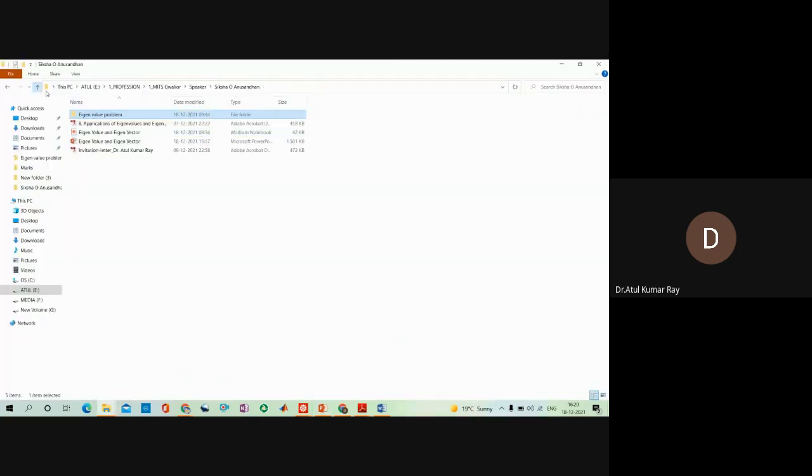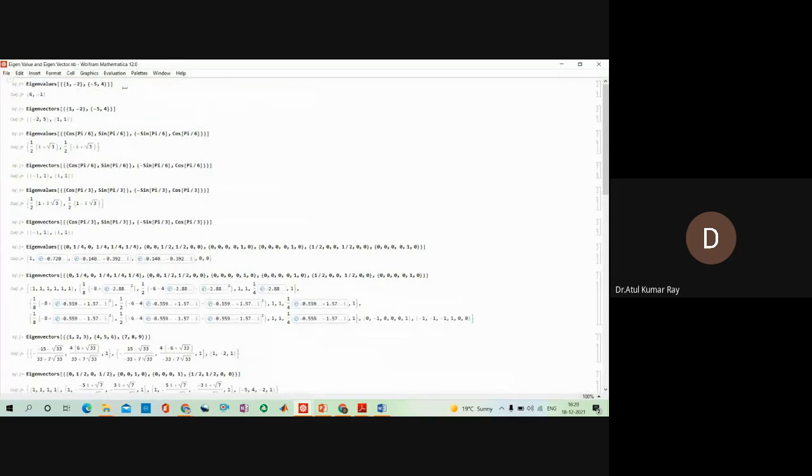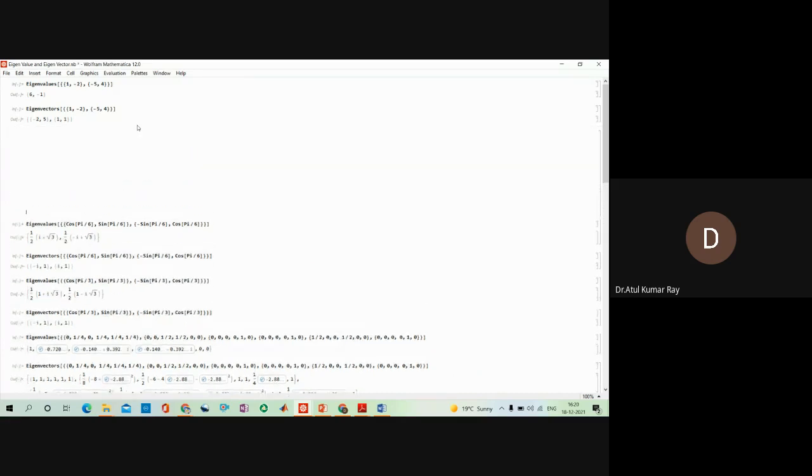Let me open this one to get the clear view. I hope, is it visible? Yes. Yes, it is visible. Now we can see the first one. It is better to make it down to understand.